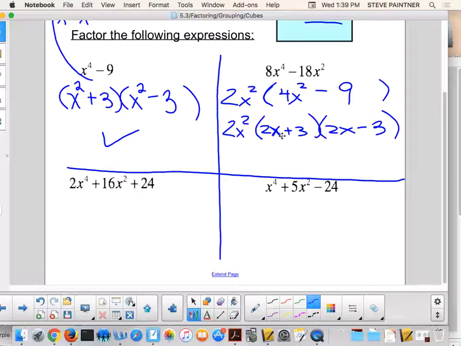Any questions? Is this hard? No, see, quartic polynomials aren't that hard to factor. You've got to treat them as though it just says x squared, but it doesn't. You just got to think about it.